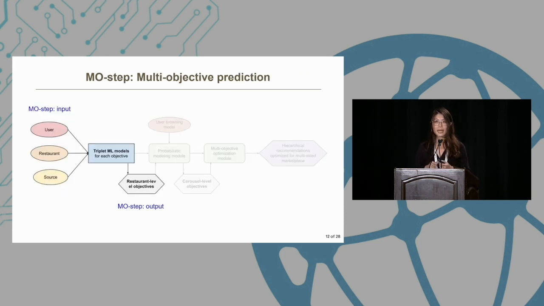So for the first step, we call it multi-objective prediction. This is where we take the user information, restaurant information, and source information, and I'll explain what source means in a moment. So we take those information and go through a list of machine learning models, and the outputs are the predictions for the restaurant level objectives.